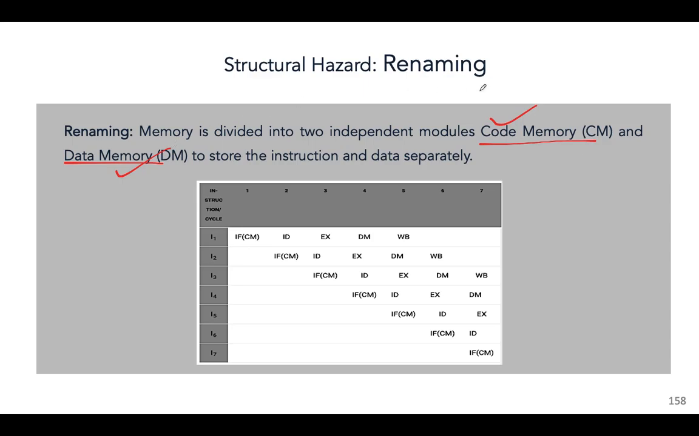Now what happens is instructions will be accessed from this part of the memory, whereas all other data will be accessed from this part of the memory. Albeit they are the same physical memory, since we have divided them into two different modules, they can be accessed simultaneously. So if one instruction is being fetched from the memory, the other one can be performing its data writing part at the same time during the same cycle.